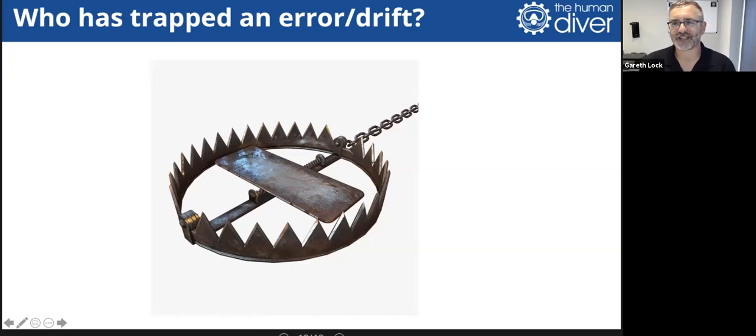So this is the next question, B, on the poll. Who has trapped an error? Who's caught an error through checklists? And the poll will come up in a sec now. I'm just interested in whether or not you've caught gas being turned off, the gas wasn't analyzed. It might be that your rebreather wasn't set up properly. All of those sorts of things that a checklist would trap. And launch the poll when you're ready.